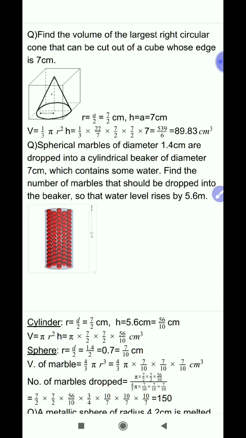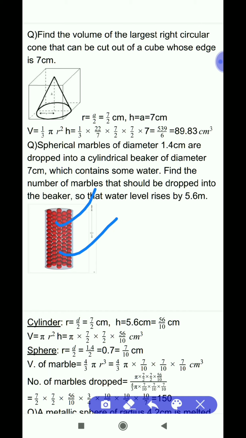The spherical marbles of diameter 1.4 centimeters are dropped into a cylindrical beaker of diameter 7 centimeters which contains some water. Find the number of marbles that should be dropped into the beaker so that the water level rises by 5.6 centimeters. In this question, we have two solids. One is a cylinder and the second one is spheres.